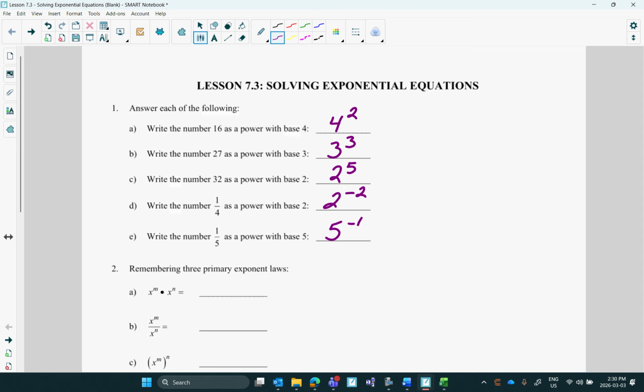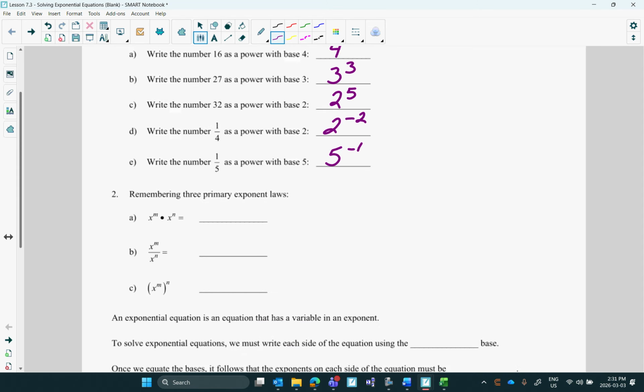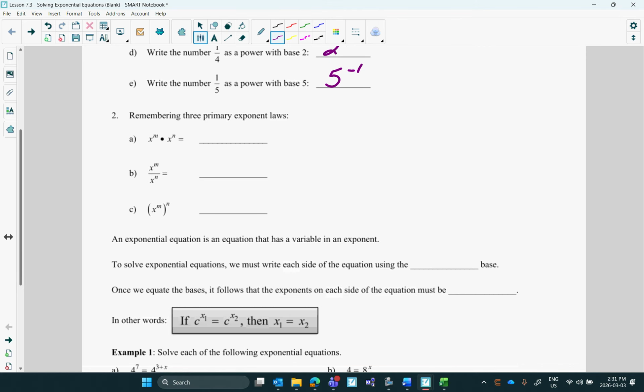So you should be familiar with how to do things like that. You should also be familiar with the 3 exponent laws we've been doing for quite a few years. When I multiply 2 powers, what do I do with the exponents? Add them. So x to the m times x to the n is x to the m plus n. When I divide, subtract. And the base stays the same. One power raised to another power, multiply. Because we need to remember these skills in order to solve exponential equations.